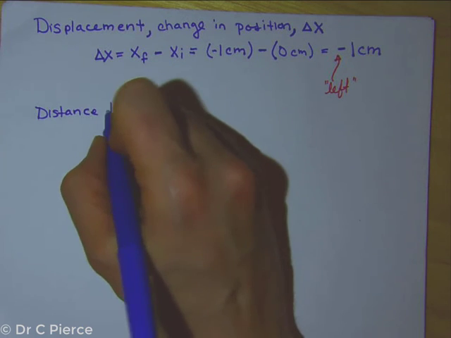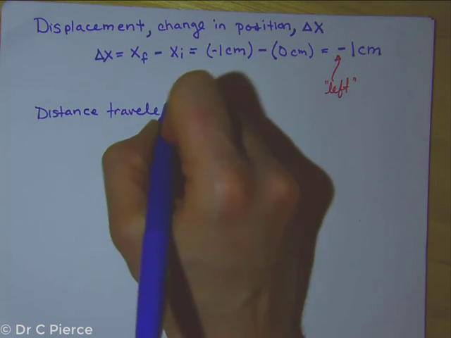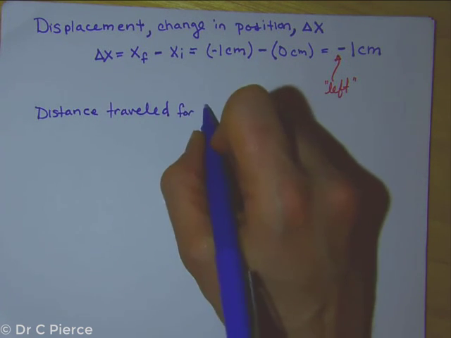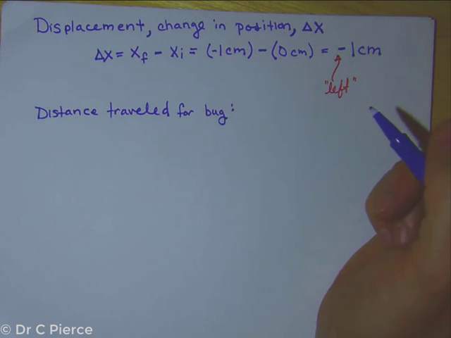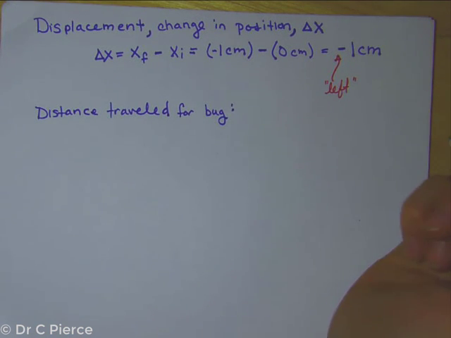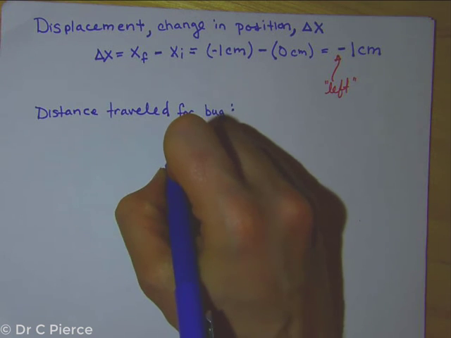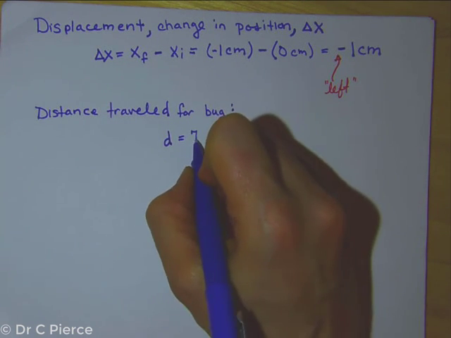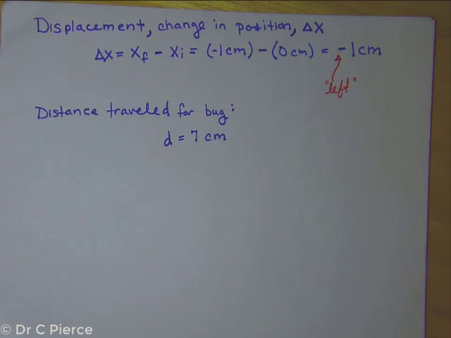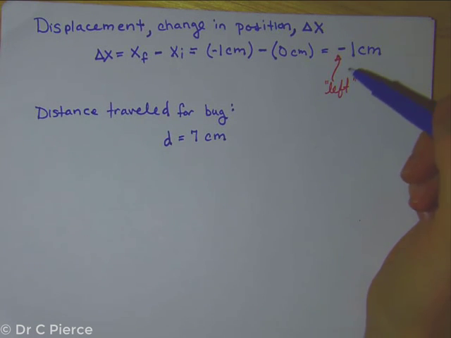Distance traveled for the bug. The abbreviation for distance traveled is usually just a little d, so we could say the distance traveled was 7 centimeters. And the distance traveled can't be negative, kind of like the odometer in your car can't be negative. Right? It's just going to keep counting how much further you go. Whereas the displacement can be negative.